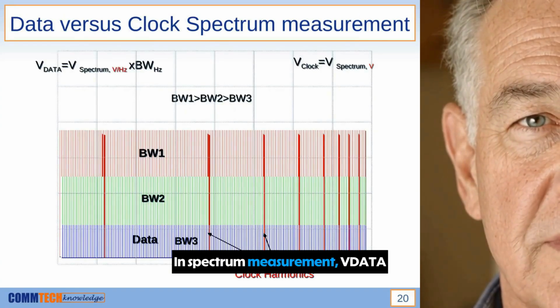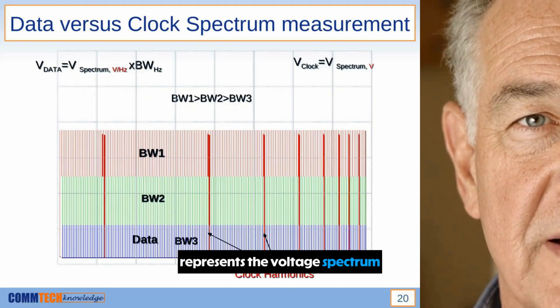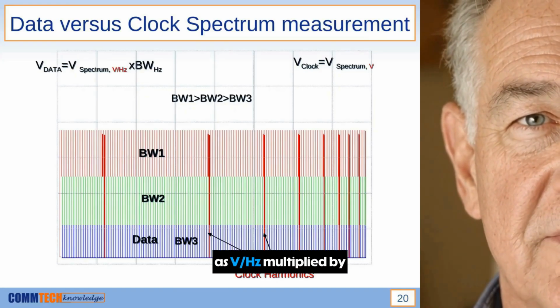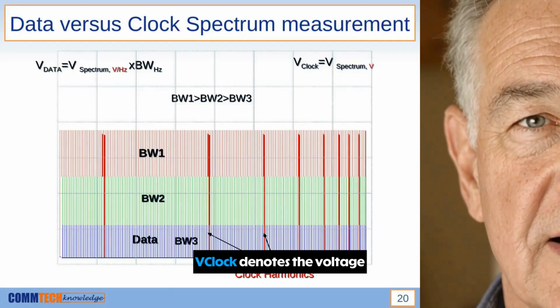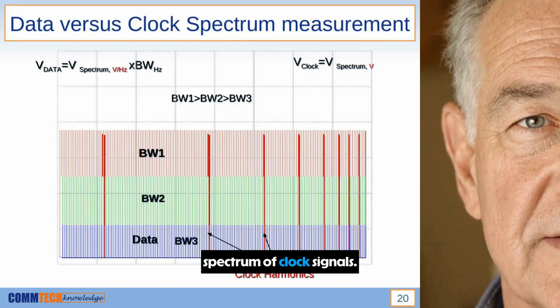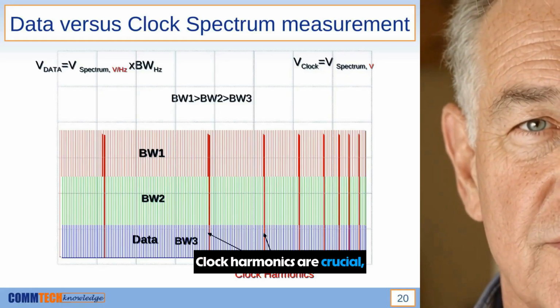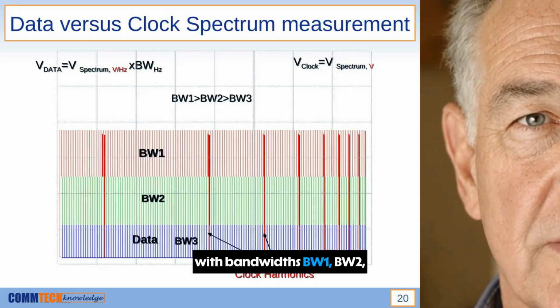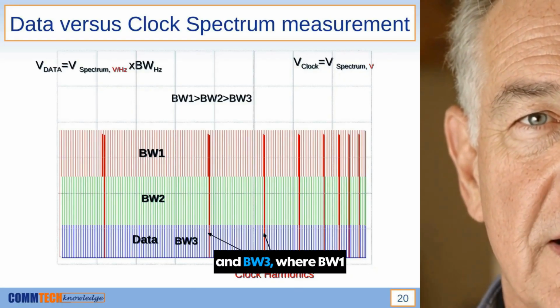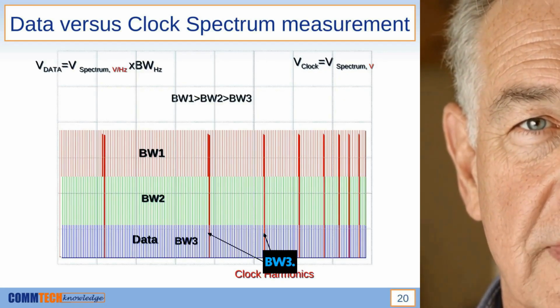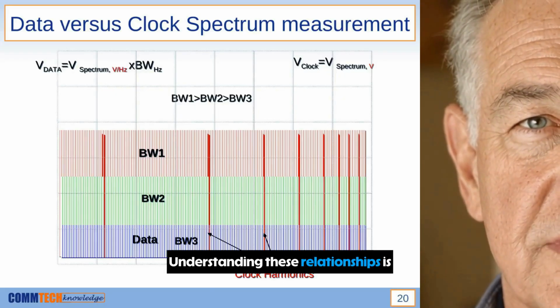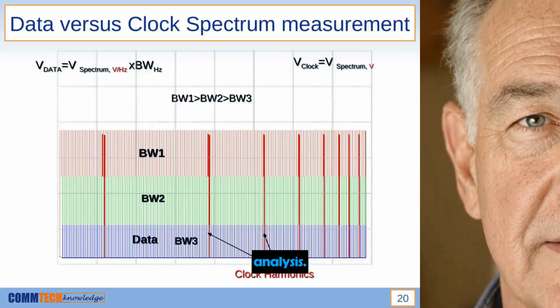In spectrum measurement, V data represents the voltage spectrum of data signals, expressed as V per hertz multiplied by bandwidth, BW. V clock denotes the voltage spectrum of clock signals. Clock harmonics are crucial with bandwidths BW1, BW2, and BW3, where BW1 is greater than BW2, which is greater than BW3. Understanding these relationships is essential for accurate signal analysis.